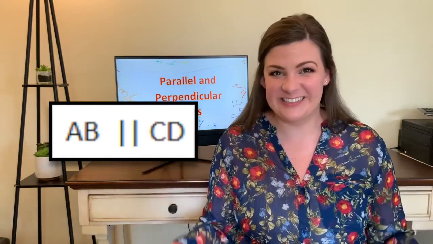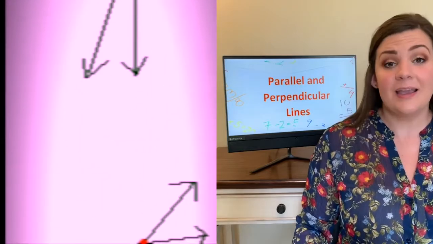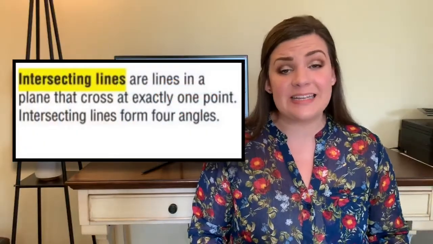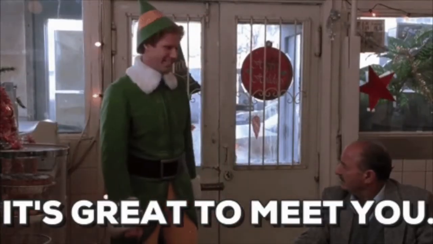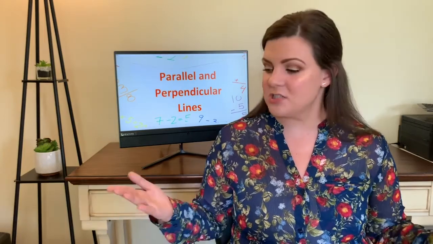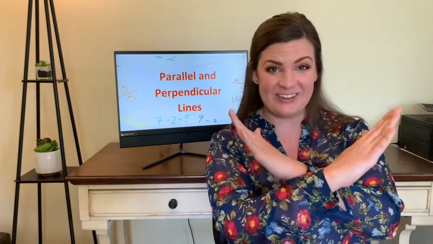Great. The next type of line I want to talk about are intersecting lines. Intersect means to cross. That means that intersecting lines are going to meet at exactly one point. Can you make intersecting lines with your arms? Just take your arms and cross them right in front of you. Intersecting.